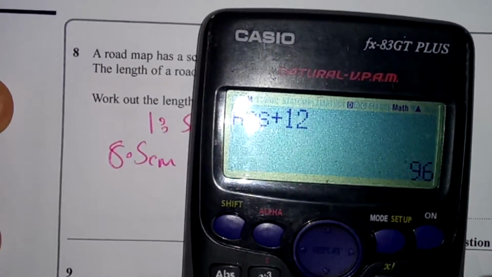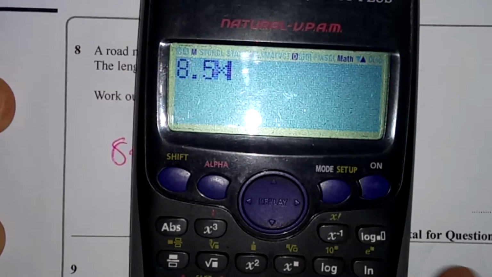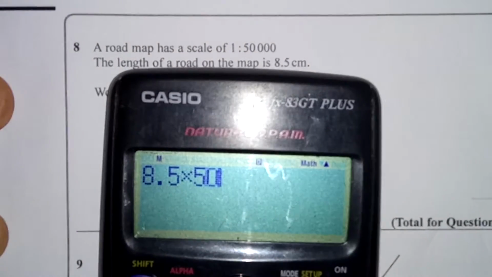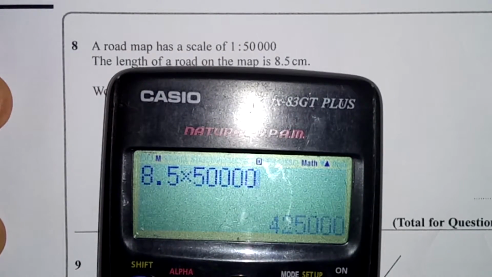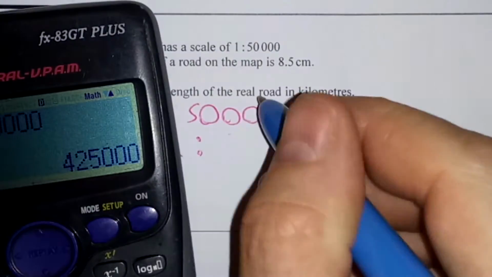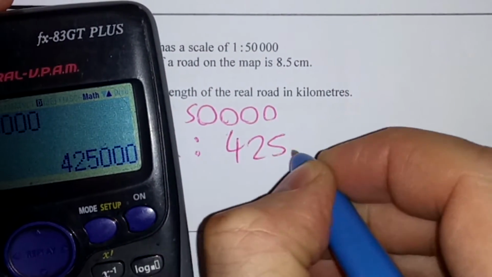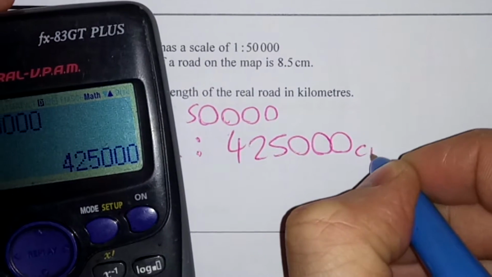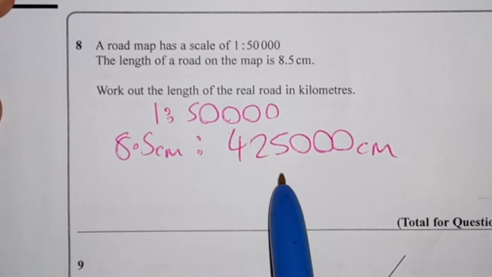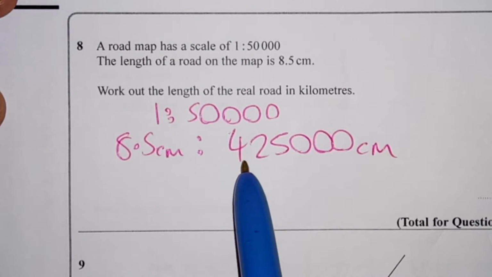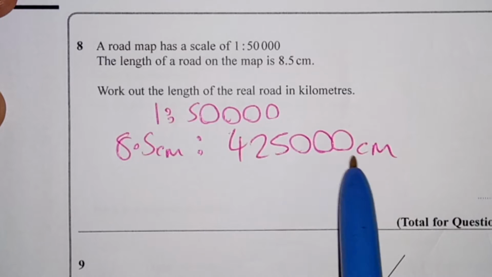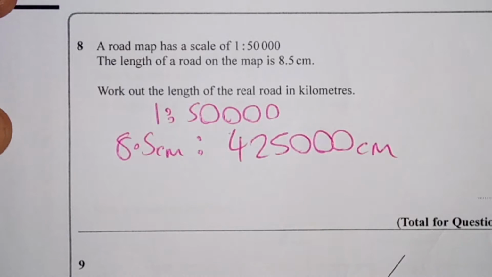So I have to get my calculator. I put 8.5 times 50,000, which gives me 425,000. But this is in centimetres. Don't put down this is in kilometres because 425,000 kilometres is actually quite a long distance.